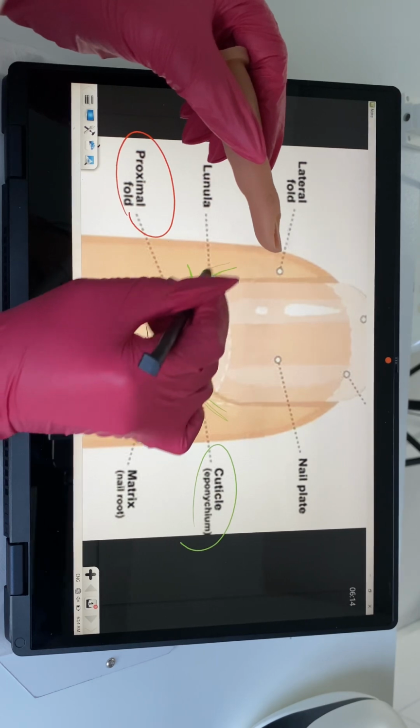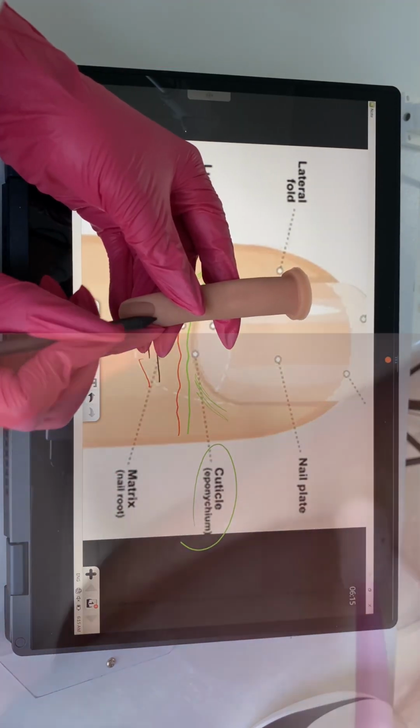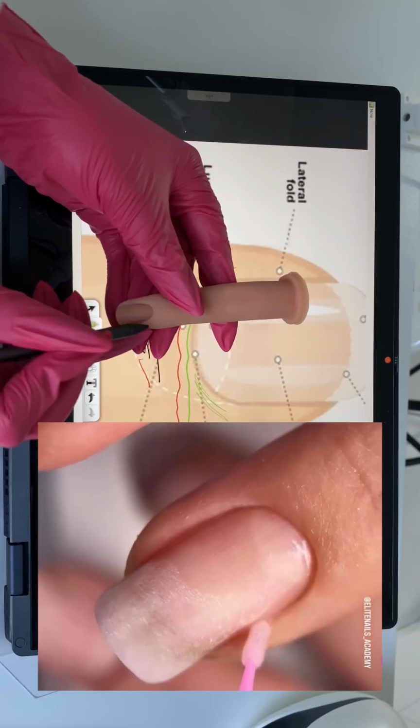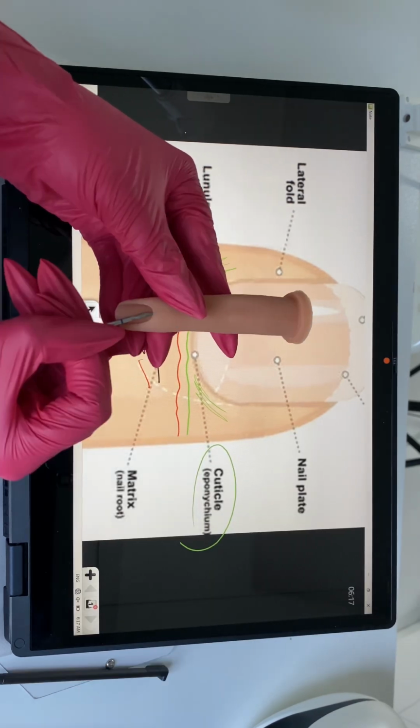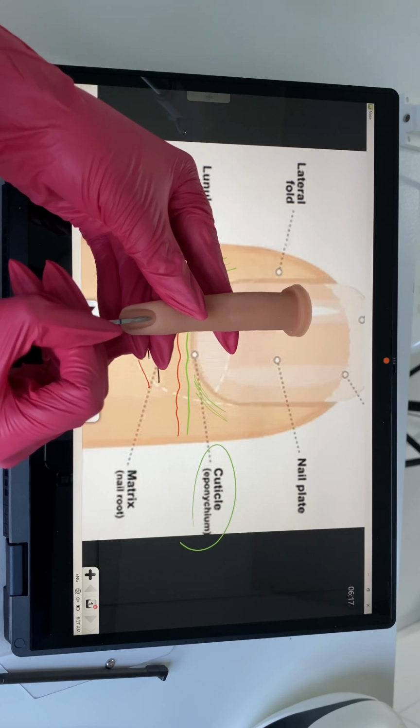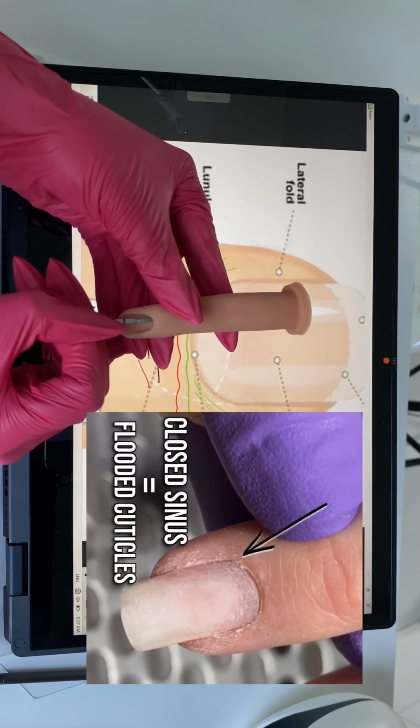Actually, they're part of the eponychium. These are small crescent-shaped structures within the living cuticle, and damaging them can affect nail growth. So during the manicure, we need to be very careful not to harm this area.